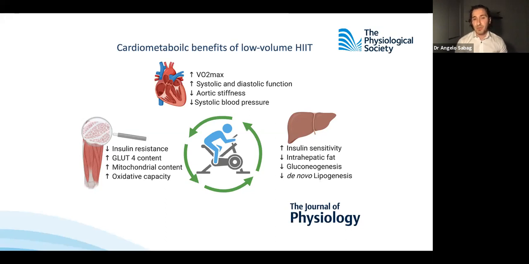We know that in terms of metabolic function, we have decreased insulin resistance in the peripheries, so in the skeletal muscle, as well as increased insulin sensitivity in the liver. We also see reductions in intrahepatic fat, which contribute to the subsequent reductions in gluconeogenesis, which is an endogenous production of glucose, as well as de novo lipogenesis. Now, these improvements, I don't want to overstate this, but they are contributed to, at least in part, by improvements in mitochondrial content and function, particularly oxidative capacity. So I'll talk a little bit to that in the next slide.